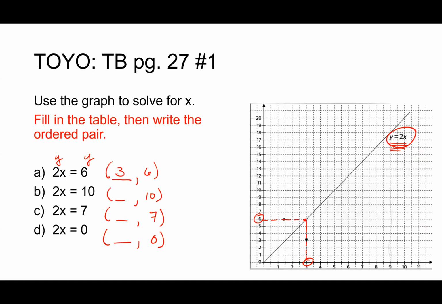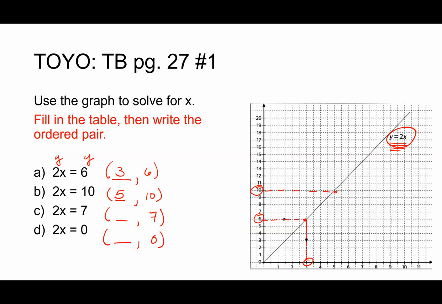All right, but I do want you to practice writing the ordered pair. So do that next to A, B, C, and D. Where 2x equals 10. So here's 10. Y equals 10. Trace that over. What does x equal when y equals 10? Morgan, x would equal 5. Good.